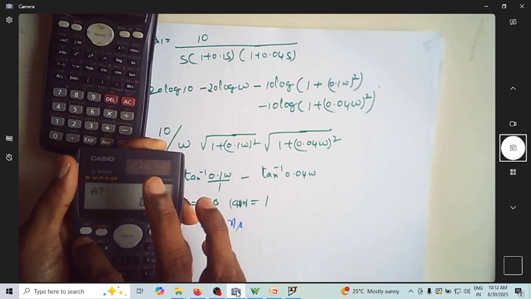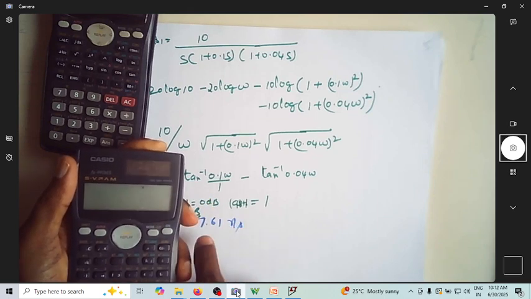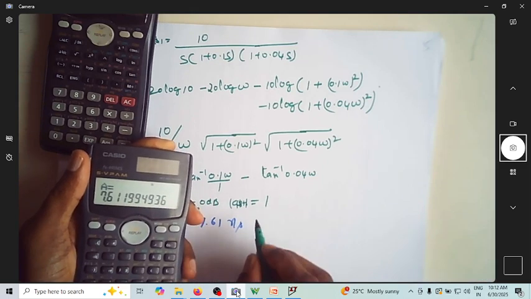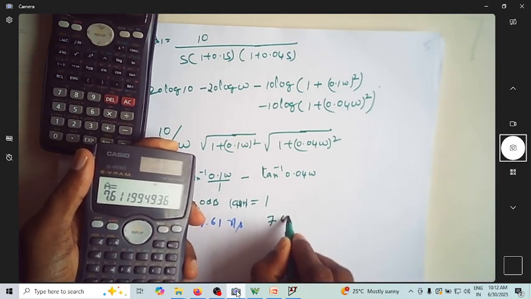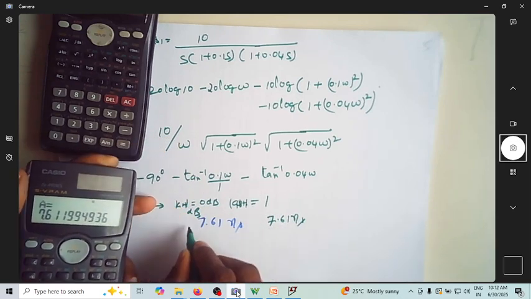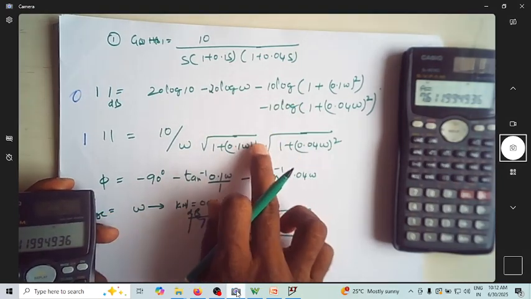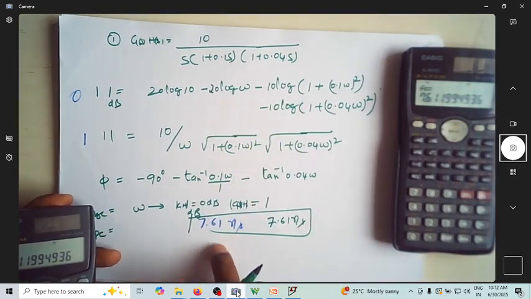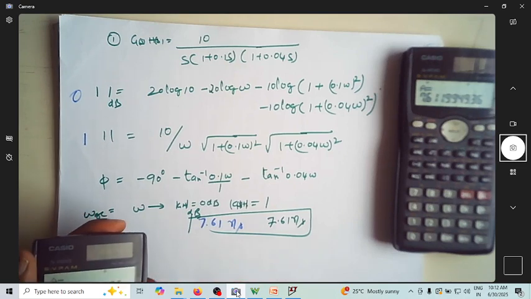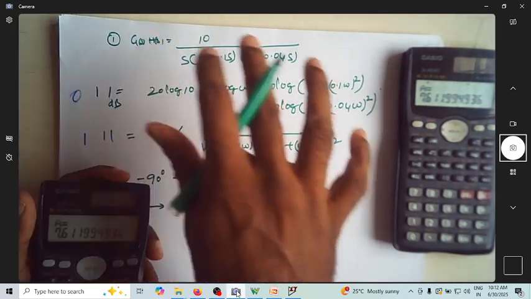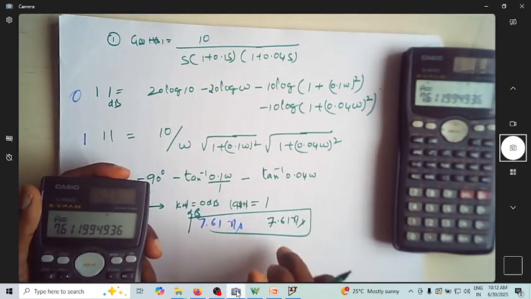Okay, now let me do shift cal. Now it should give me exactly 7.61. Can you see it gave me 7.61 only? So what is this we are trying to find? We are using either this equation or this equation to get omega GC. What is omega GC? Omega GC is the frequency at which magnitude of the entire transfer function becomes 1.